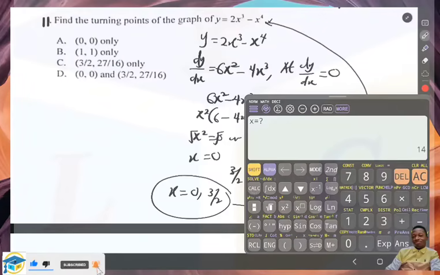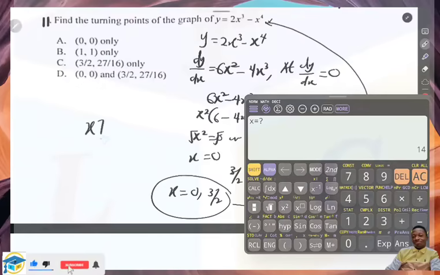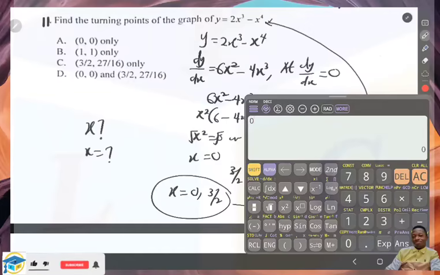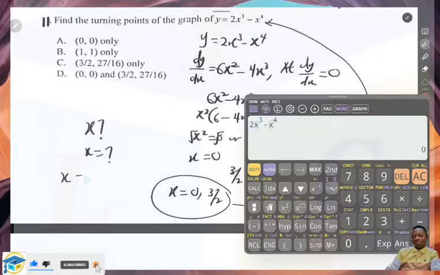So just press solve. Once you press solve, you see on your calculator an x with a question mark. You want to solve for 0, so you press 0 and then the equal sign. What are we getting? We're getting 0. So when x is equal to 0, y is equal to 0.